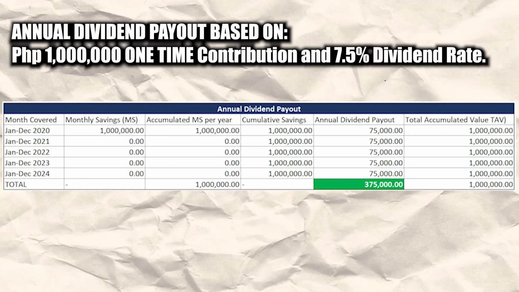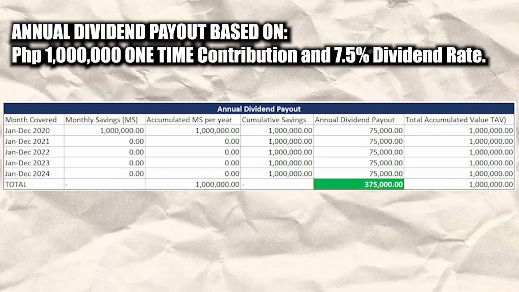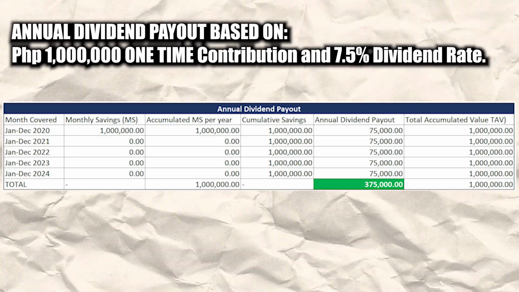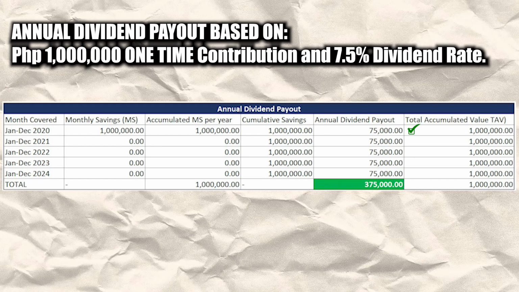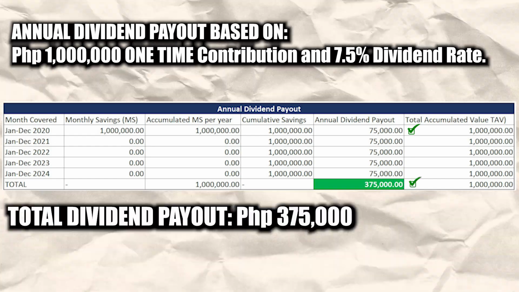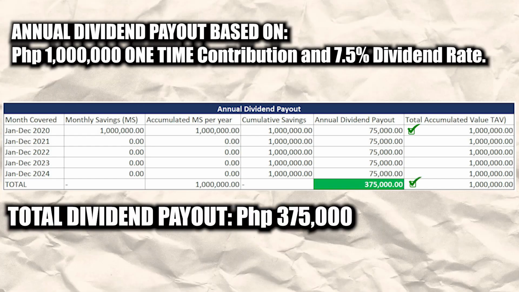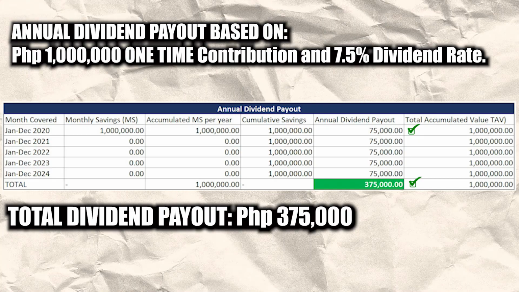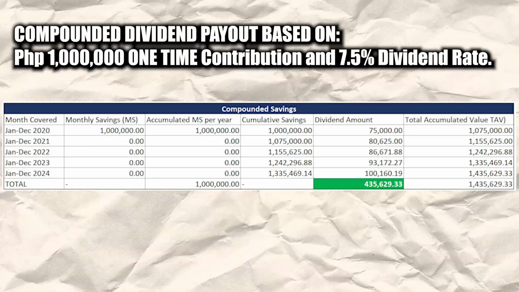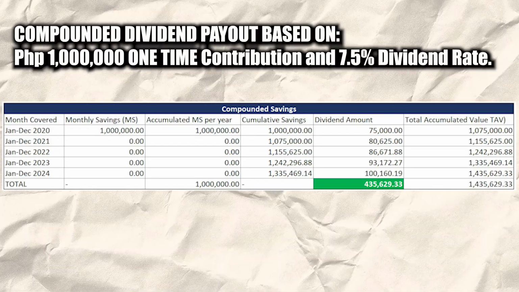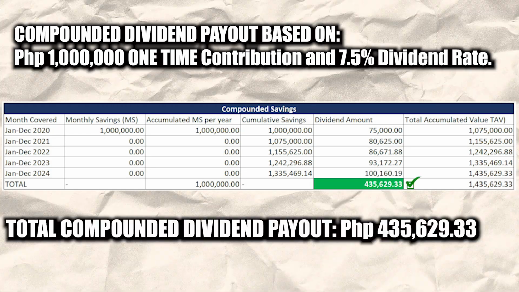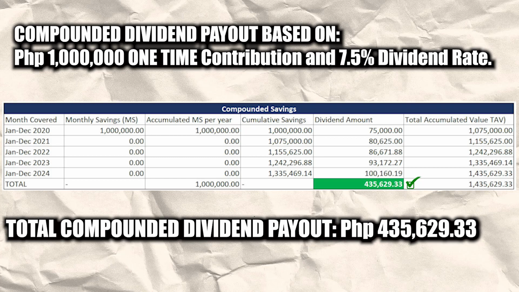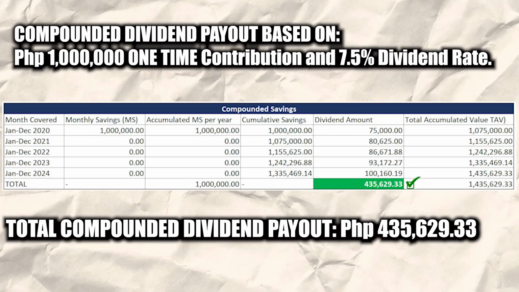Now in this table, let's show a sample computation for one-time saving of 1 million pesos with 7.5% dividends per year. The first example would show you an annual dividend payout of 75,000, which would give you a total dividend payout of 375,000 for the next 5 years. As compared to if you use a compounded savings strategy, the total dividend amount for the next 5 years is 435,629. This is again with the use of the compounding of the dividend earnings per year.